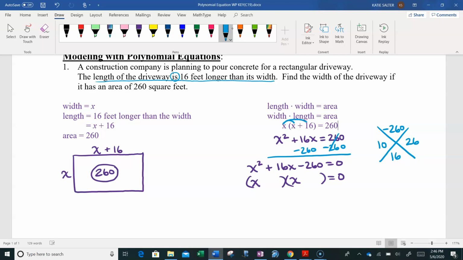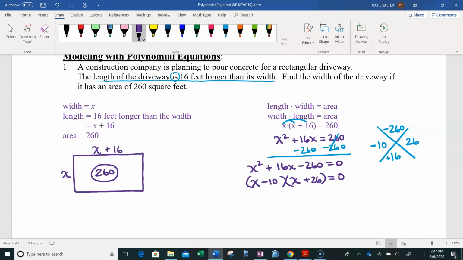But we know that one of them needs to be negative. And in order for it to add to positive 16, we would need it to be negative 10 and positive 26. So we're going to pop that in the back of our factors, minus 10 plus 26.